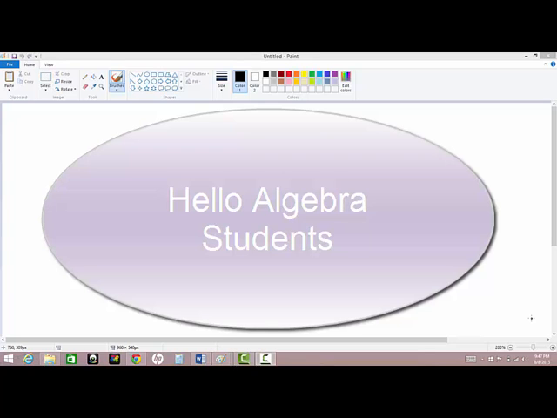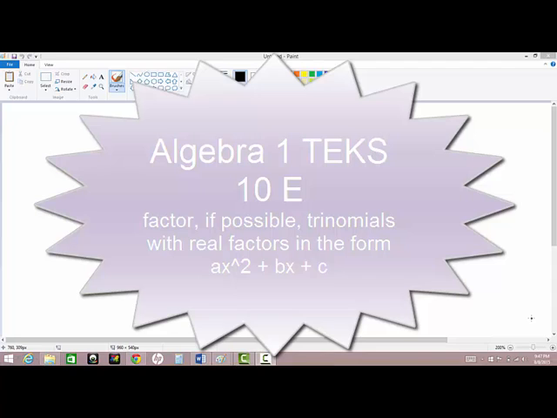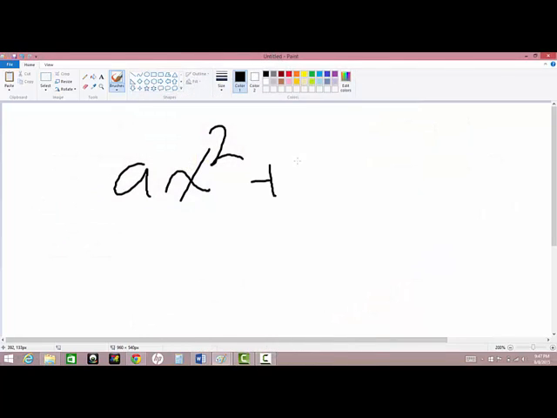Hello, this is Mr. Garza here, and today we'll be looking at factoring quadratics under the Texas Essential Knowledge and Skills 10E for Algebra 1, factoring quadratics when they're in the form of ax squared plus bx plus c. So today we'll be looking at some of these examples.